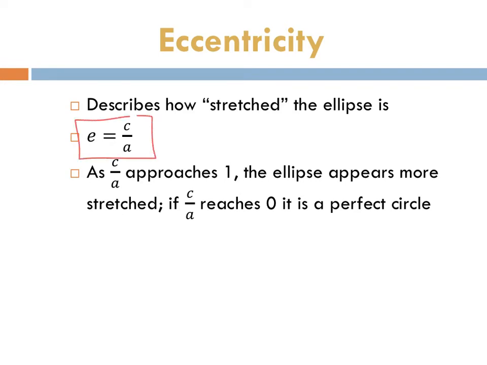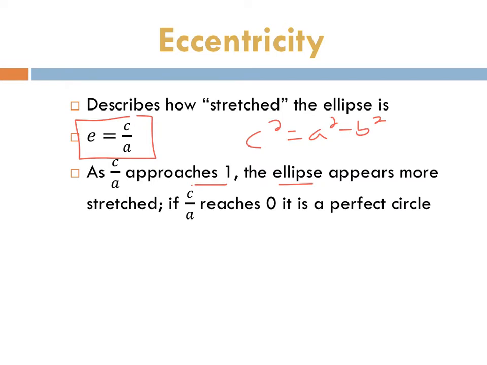Basically, you just find your c value, which we use that formula. Remember, c squared equals a squared minus b squared. So we first find the c value, and then once we find c, we take that value divided by a. Any value between 0 and 1 is going to give an ellipse, and anything bigger than that might yield a different conic section that we'll see later in this chapter.